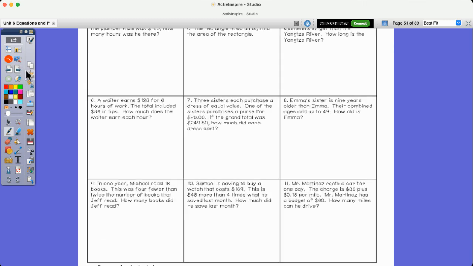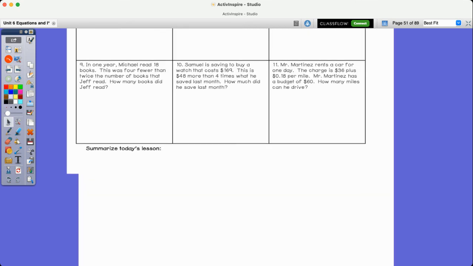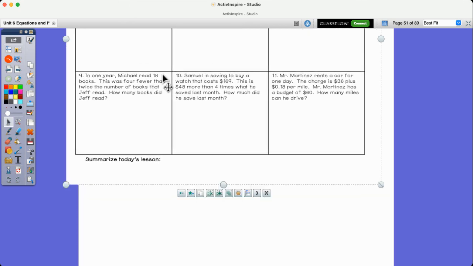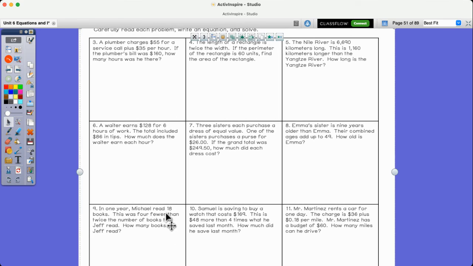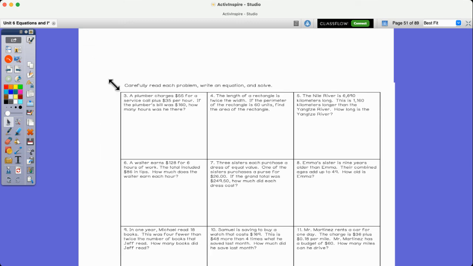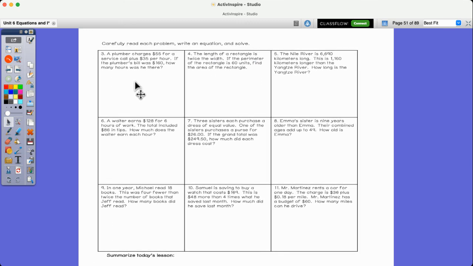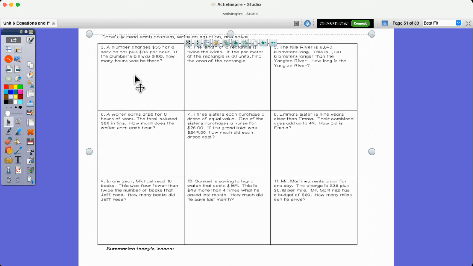Okay, this is supposed to be tic-tac-toe, but I'm going to give you which ones you're going to do. Let me see if I can drag it. Oops. We're going to drag this down a little so we can read this. Okay. There we go.